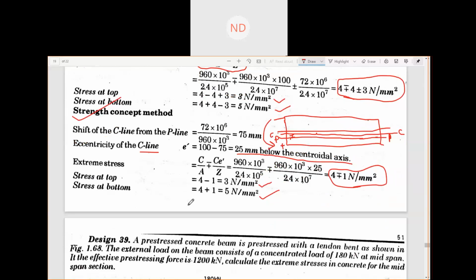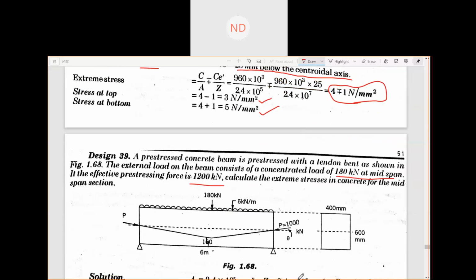If you go to another question, which is a question from bent tendon: a prestressed concrete beam is prestressed with a tendon bent as shown in the figure. The external load on the beam consists of a concentrated load of 180 kilonewton at the midspan. See, it has an external point load of 180 kilonewton at the midspan. If the effective prestressing force is 1200 kilonewton, calculate the extreme stress in concrete for the midspan section. Okay, so this is your figure.